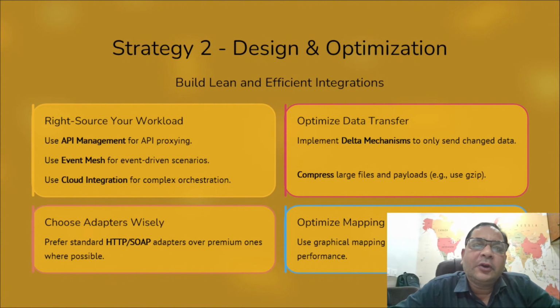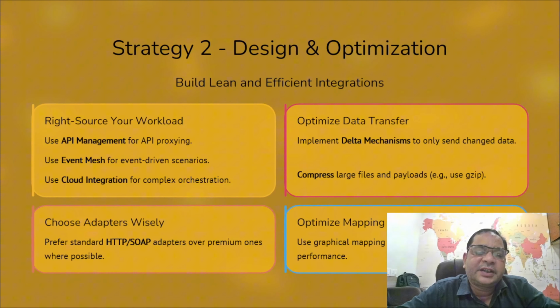Now we will talk about design and optimization. As a design of an integration, your integration should be clean, lean and efficient. First, use the right resources: use API management for API proxying, use event mesh for event-driven scenarios, and use cloud integration for complex orchestrations.